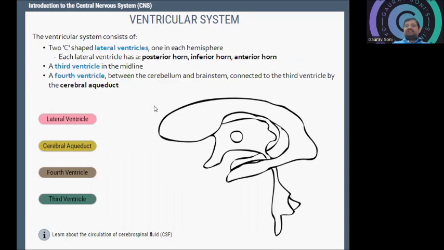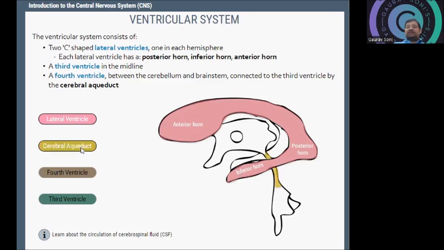The ventricular system consists of two C-shaped lateral ventricles. Each lateral ventricle has three parts: posterior horn, inferior horn, and anterior horn. There is a third ventricle in the midline, and the fourth ventricle between the cerebellum and brainstem, as we have seen previously, connected to the third ventricle by the cerebral aqueduct. You can see this is the lateral ventricle, anterior horn, posterior horn, and inferior horn. Then the cerebral aqueduct, which connects the third ventricle to the fourth ventricle. Then you can see the fourth ventricle directly, and then the third one.